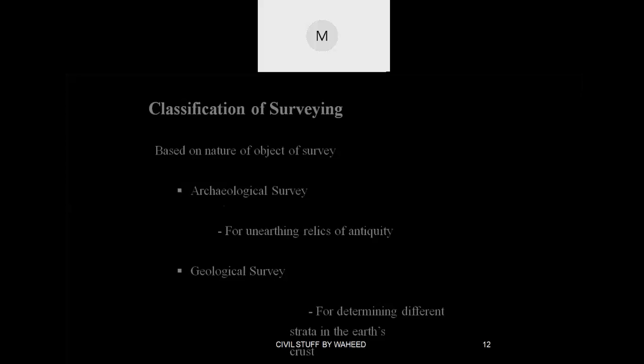Next, geological survey, for determining the different strata in the earth's crust. Generally geological, what will it have? Crust, core, mantle. How much depth each layer has, you are going to calculate. Like that, from the geological survey you are going to get all those things.